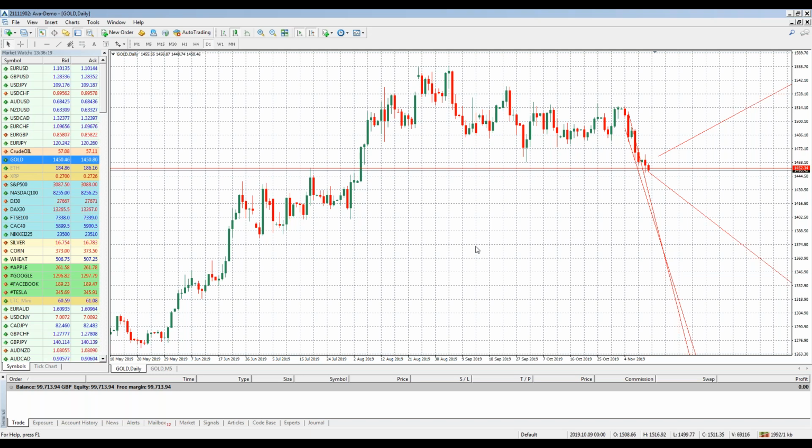I tend to have a rule for myself. You see that this here is a wick. This is a wick. If it breaks into the base of the color of the candle, okay, right there. Okay, this is wick. If it breaks into the base of this color, now I believe it truly broke the support.